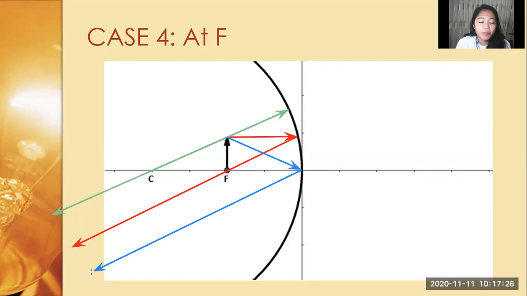Okay, so let us see. Did our reflected rays intersect? Does it intersect? No, it doesn't. So it means that, di ba, we only have an image if the reflected rays intersect. But since in this case, they don't intersect, then we have no image. Okay, so no image is formed if our object is found at the principal focus. Okay?